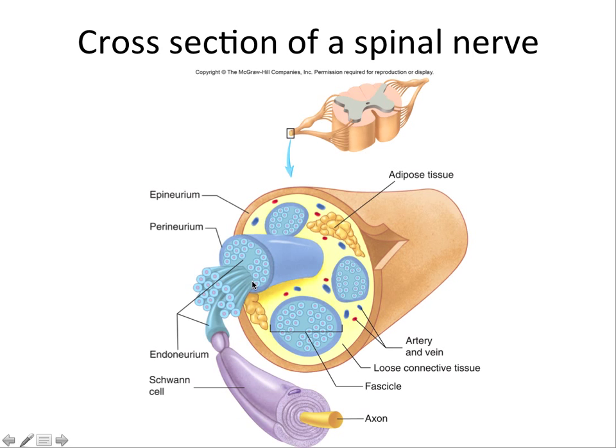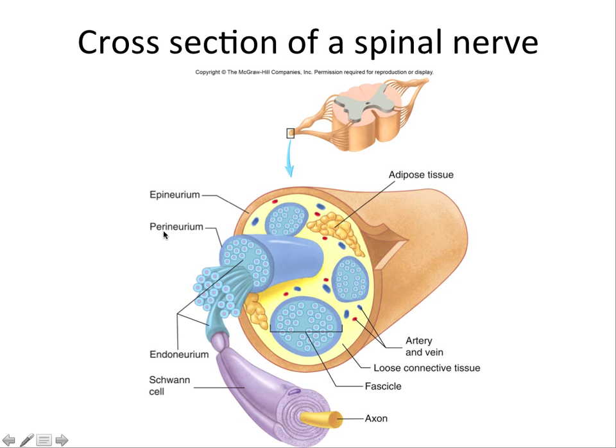And then the axons are all grouped together like electrical wire. And when they're grouped together, they're called a fascicle. And then there's another connective tissue that will wrap around the fascicle, sort of keeping all these electrical wires, the axons, together.